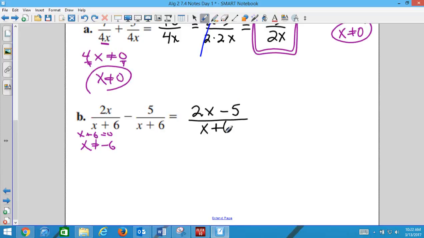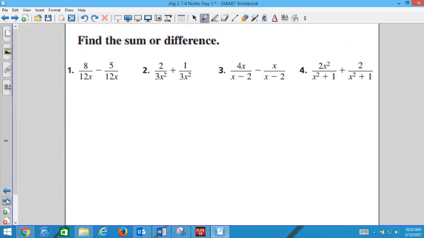Can I factor anything out of the top? Is there a GCF? It's a binomial. Is there a GCF in the denominator? So I cannot factor anything. This is the answer. What about any restrictions? Do the restrictions change? They're the same, so we don't need to write anything extra.